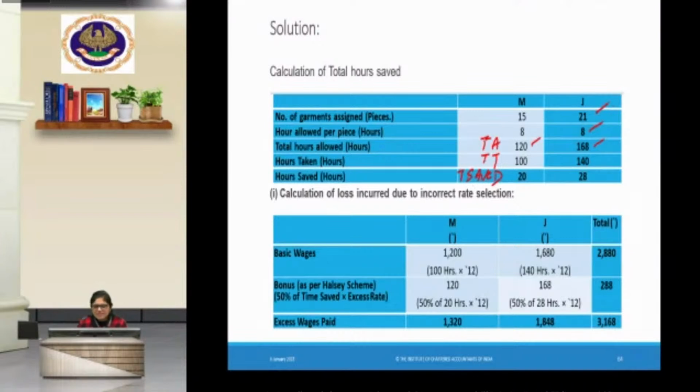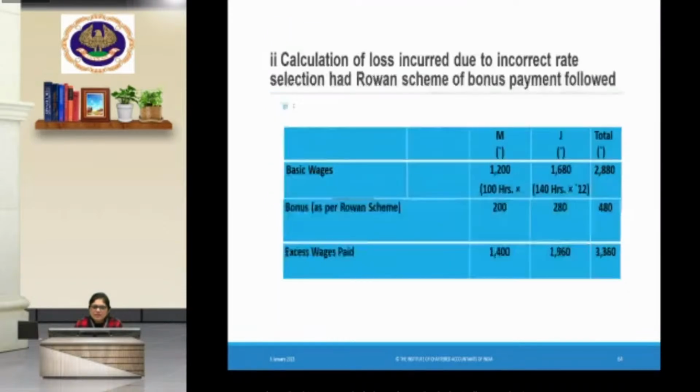So incorrect rate selection 1320, 1848, total 3168, which we calculated as per Halsey. So this is as per the Halsey scheme. So basically the rate selection excess was 12 per hour. So we have calculated as per 12 per hour. This we have done. Then as per Rowan, this was as per the Rowan scheme. So in the Rowan scheme, the excess wages paid was this per worker and the total was 3360. This we have just calculated.